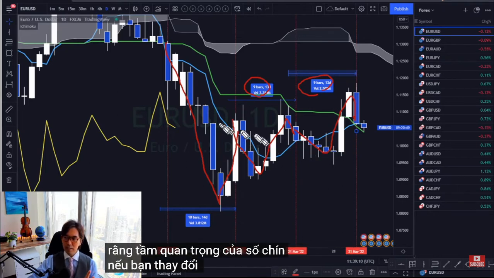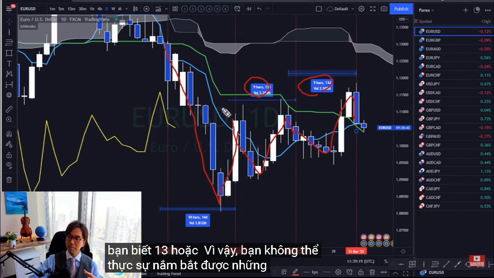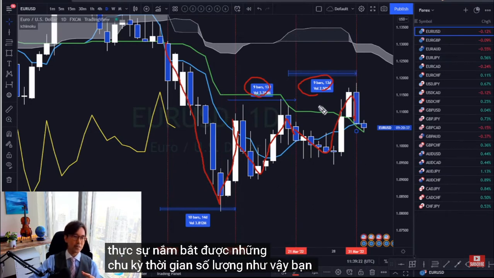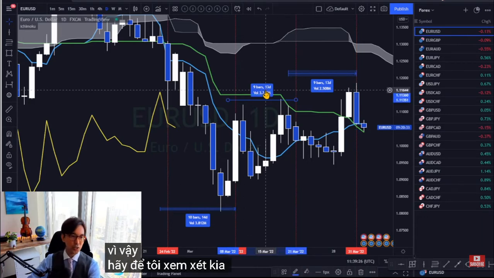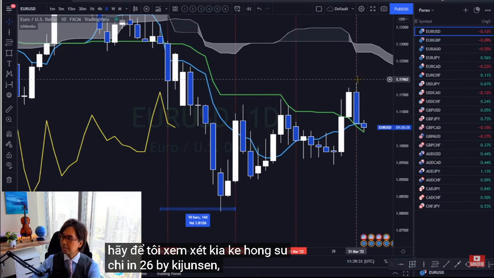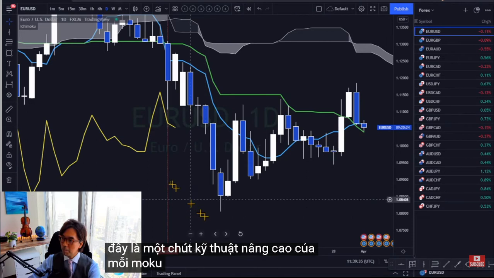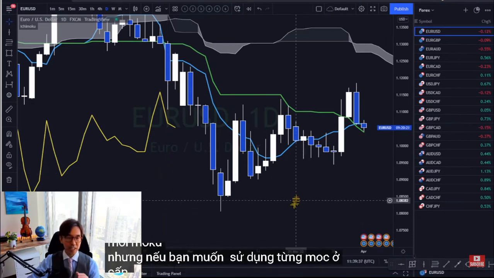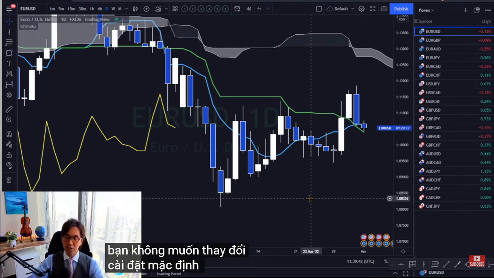If you change the Tenkan-sen to 11, or let's say 13 or so, then you can't really capture these Kihon Suchi number time cycles, as you can see. So let me then look into Kihon Suchi in 26 by Kijun-sen. These are a bit advanced techniques of Ichimoku, but if you want to use Ichimoku at a deeper level, then you don't want to change the default setting.